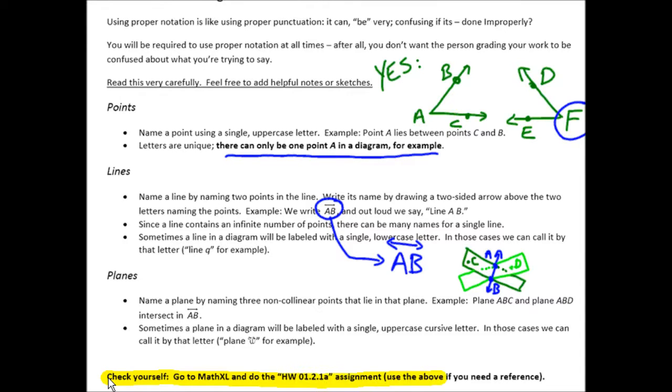Now try this MathXL assignment and make sure you've got all the details correct. Pause the video now, and then when you're done, read the next section.